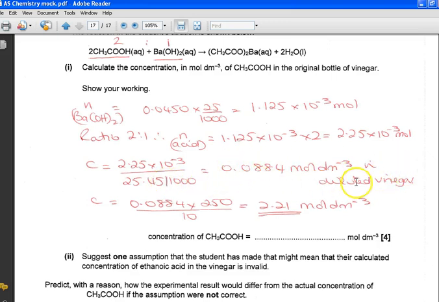So moles per dm cubed in the diluted vinegar after it had been diluted. Yeah. So then you need to convert it back to the original vinegar. So you take your number of moles that you've worked out times 250 over 10, because you took 10 cubic centimetres and made it up to 250 cubic centimetres.